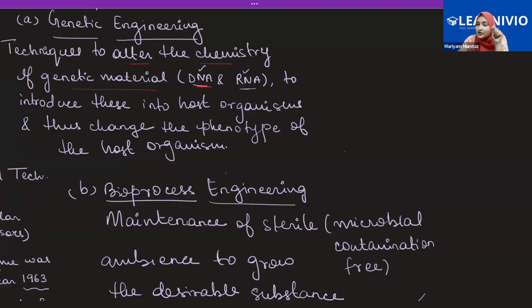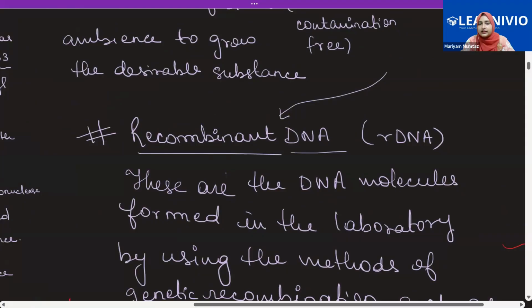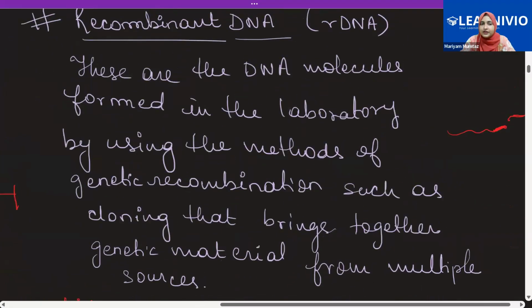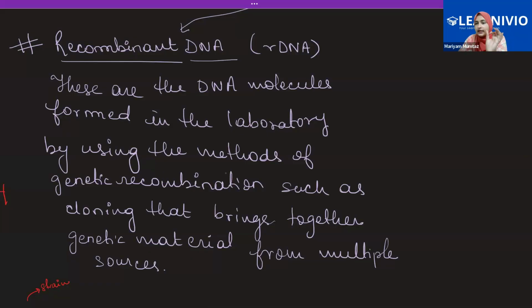So here the bacteria becomes the host organism. Understood? Okay. So these are the two principles of biotechnology. Now, in this chapter, you'll have the mention of rDNA a lot, recombinant DNA. You can also call this chapter recombinant DNA technology, RDT. Now, what is recombinant DNA?